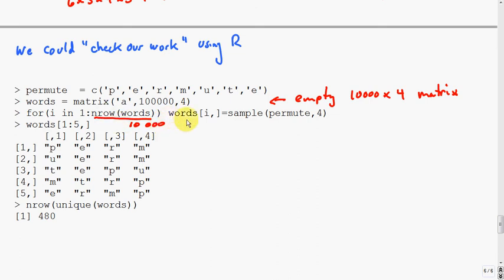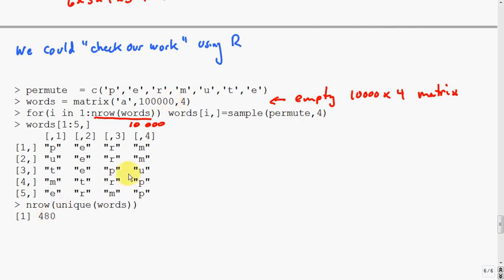And in that loop, to every row of that matrix, I'm going to sample 4 elements from the vector permute. So I'm telling R, randomly pick 4 letters from this list of 7 and save them in that row of the matrix. So here's the first 5 I get. And just by chance, the first sampling it actually did choose P-E-R-M, the first 4 letters. But that was just a fluke. You can see these are in this case, the first 5 are different. It's quite likely that some of them are going to be the same. In fact, it's, I guess, a guarantee since we asked it to choose 10,000, and we think there are 480.